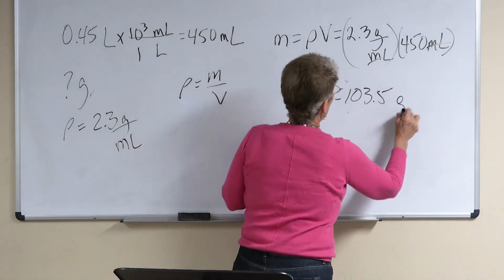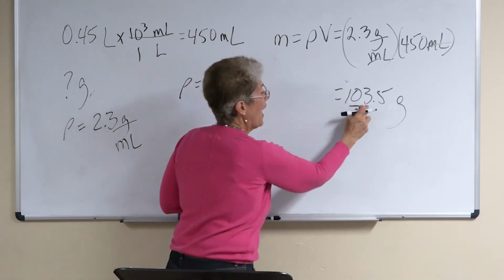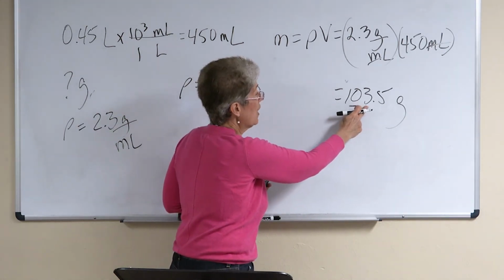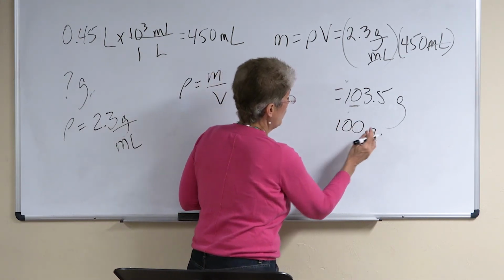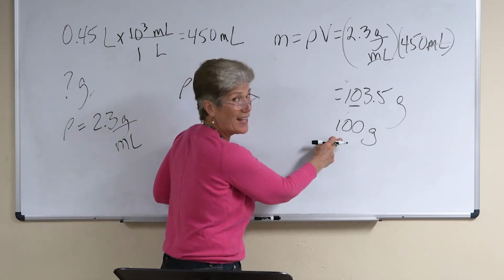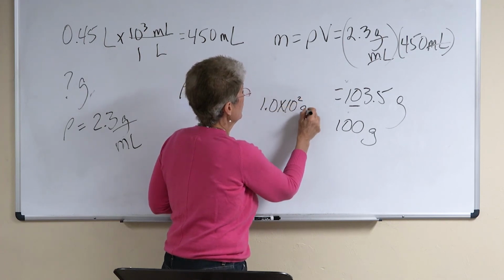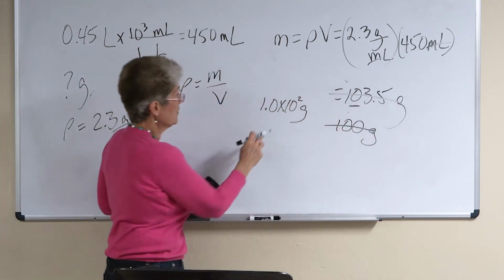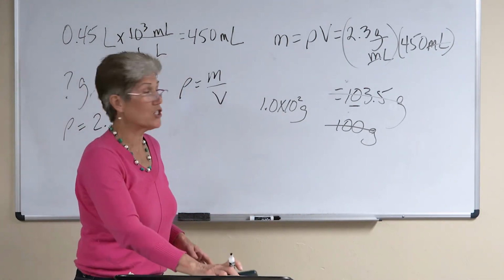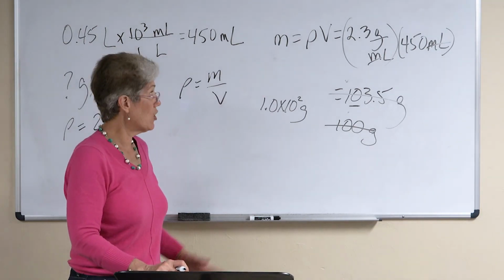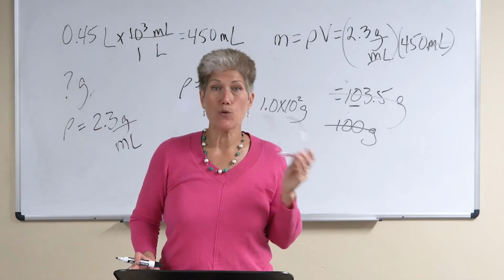103.5 grams, but I need this in 2 significant figures. That means it's got to go to here. That is below a 5, and therefore it's not going to roll up. So my answer is going to be 100 grams in 2 significant figures, which that's not. That's in 1. So you'd have to write this 1.0 times 10 to the second grams for this to be a correct answer, because that's giving you 100 in 2 significant figures, which is what the answer is because of the significant figures.